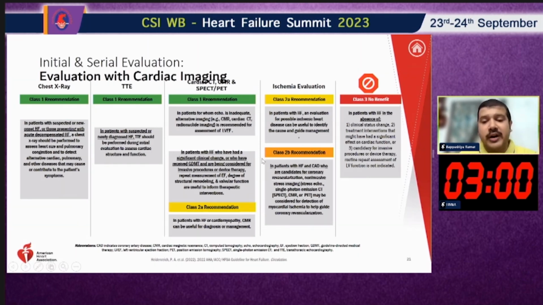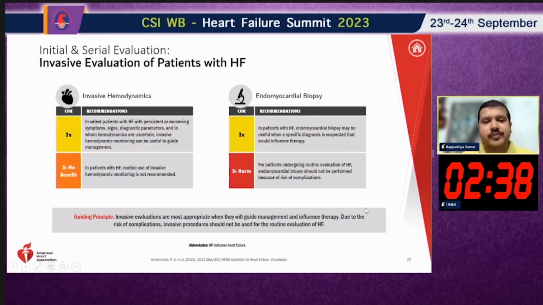If the coronary angiogram shows significant coronary disease, more than 90% stenosis in a single coronary artery or in multiple coronary arteries, we can go for revascularization. If less than 90%, we can go for functional assessment, by stress echo, CMR or PET, to determine whether there is ischemia or not. Only then do we need to go for revascularization in the patient.